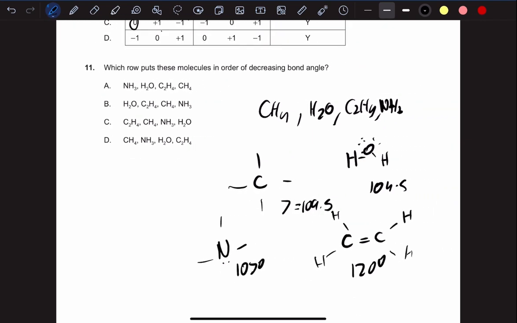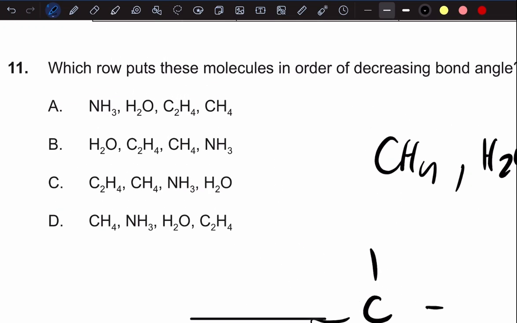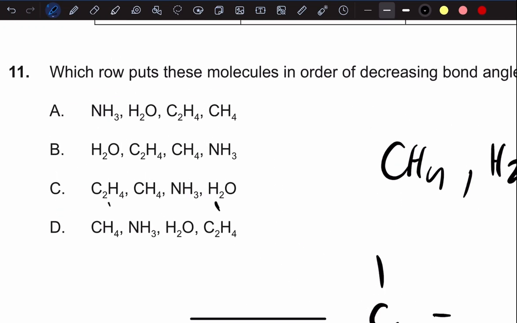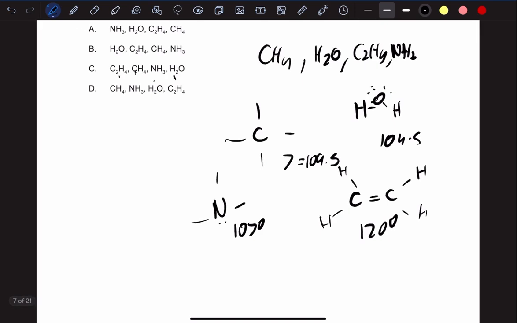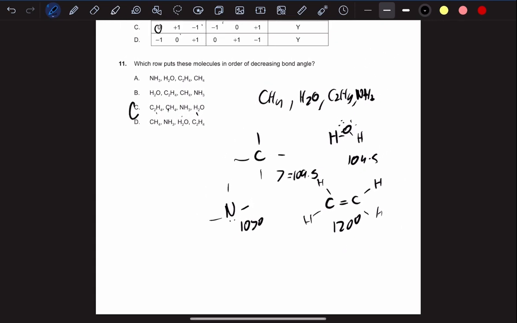Okay, so it's not asking for the actual numbers, it's asking for decreasing bond angles. We know the highest bond angle will be our C2H4, and then our lowest bond angle will be the H2O. This is the highest, this is the lowest. CH4 is 109.5, which will be the next, and NH3 is lower than that, which will be the next, and yeah. So it's going to be C.